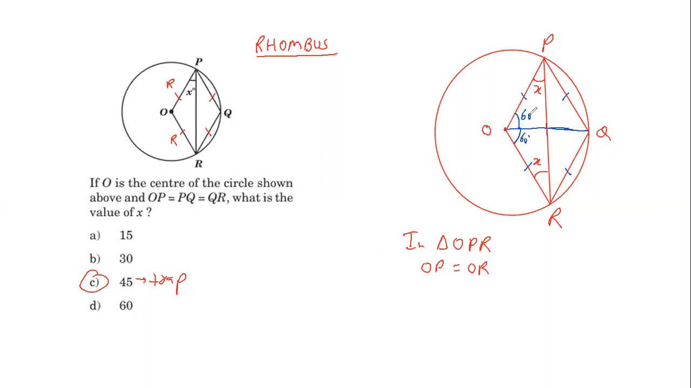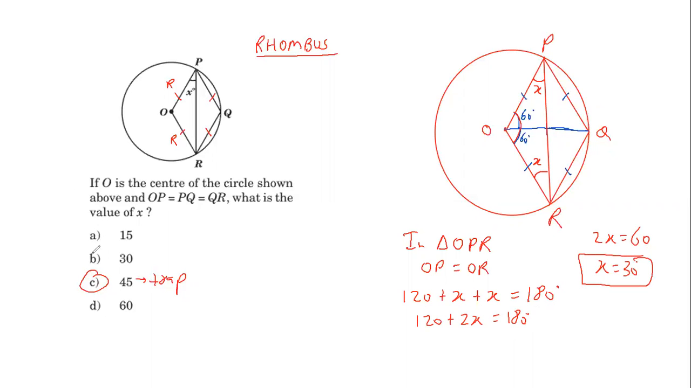Now if I just take the sum of the interior angles, this complete angle is 120 degrees. So it's 120 plus X, that will be the sum of the interior angles of a triangle, that's 180. So 120 plus 2x is equal to 180 degrees, and that will make 2x as 60 and x will eventually come out to be 30 degrees. So be careful here guys, option number C is a trap and the correct answer is option number B.